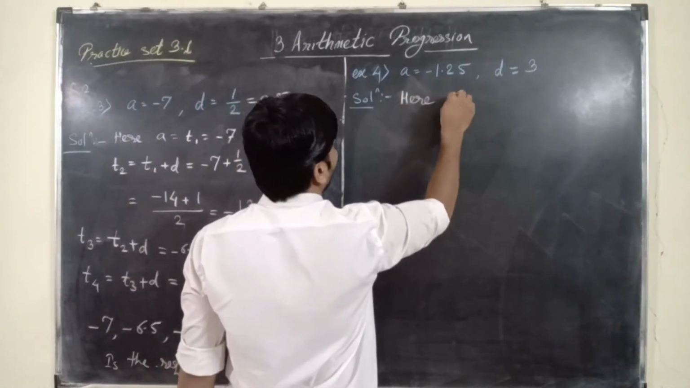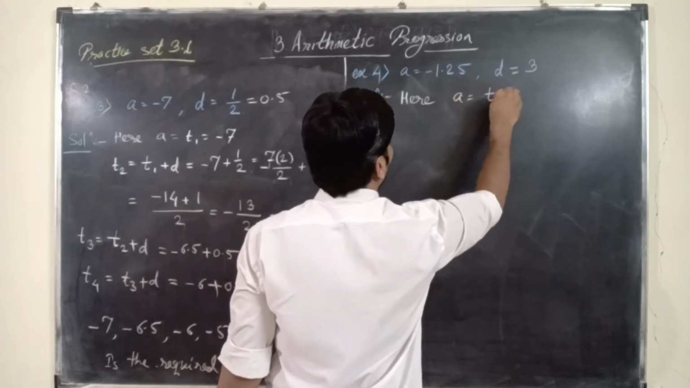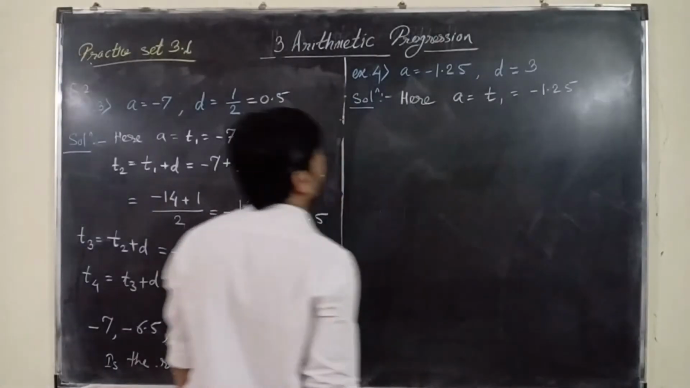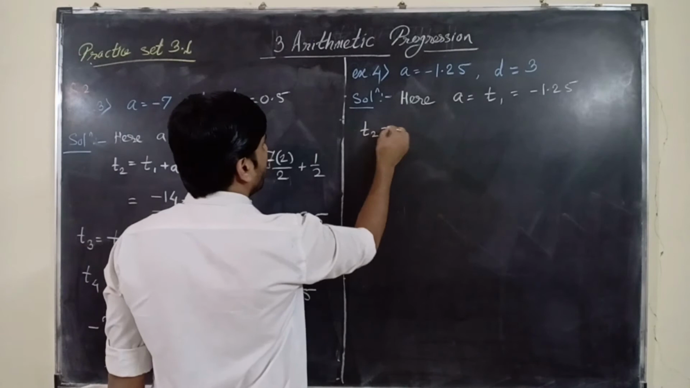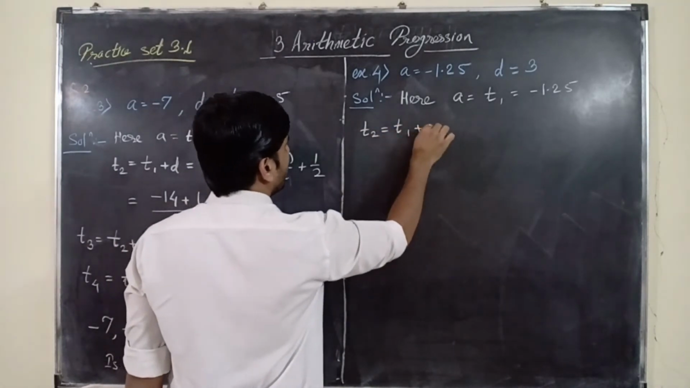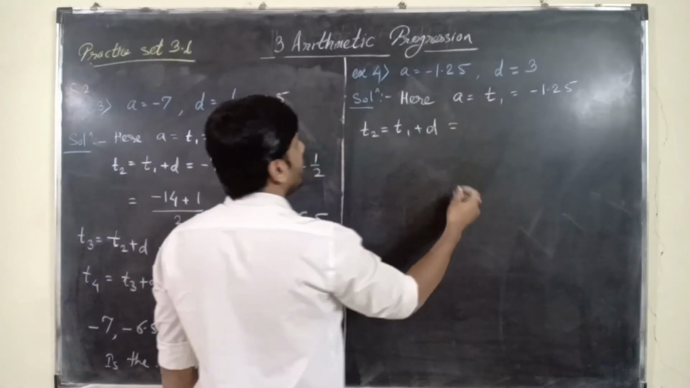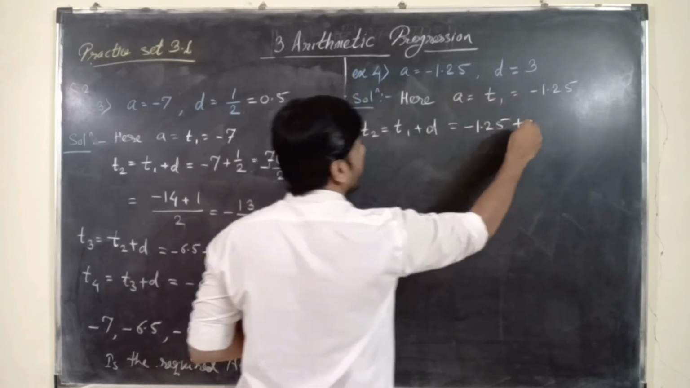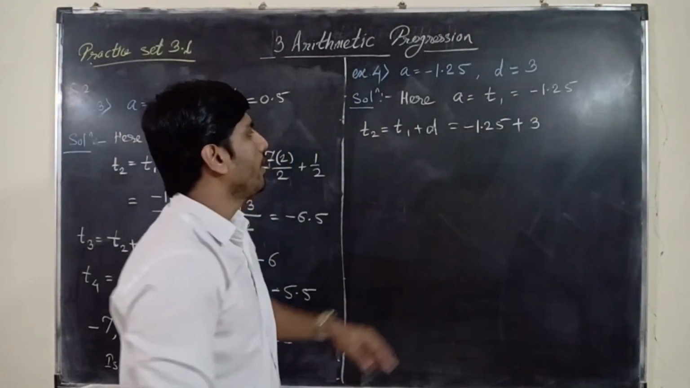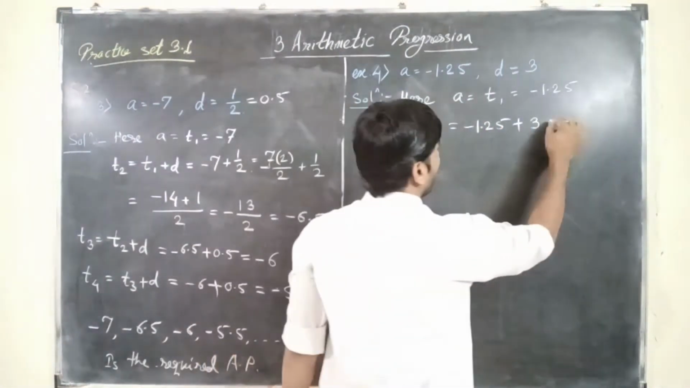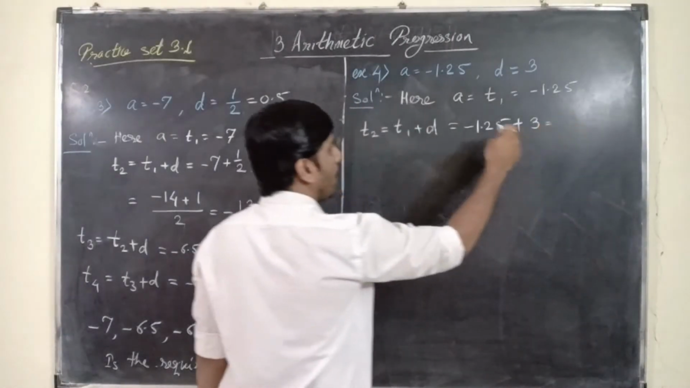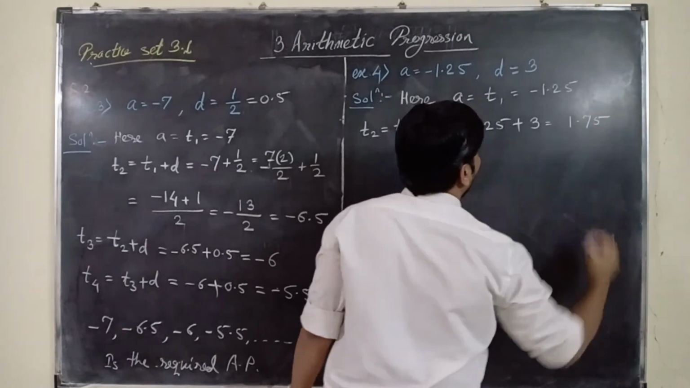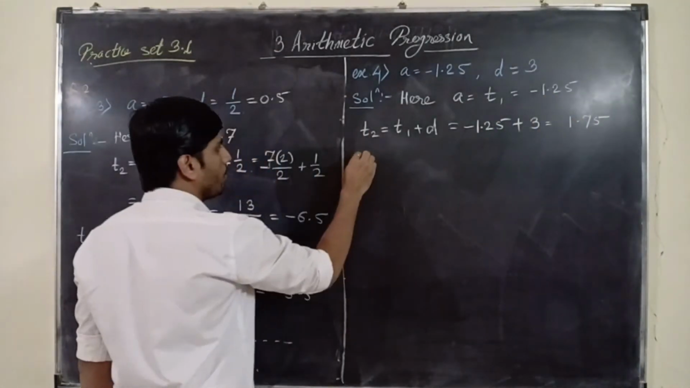Here first term a, which is also called as t1, which is negative 1.25. Now to find T2, we will add common difference in its previous term, that is T1 plus D, which is equal to, we know here T1 is negative 1.25 and common difference is 3. Now here 3 minus 1 will become 2 and 2 minus 0.25. So here we will get the subtraction is 1.75 and greater number sign, so this will be positive.